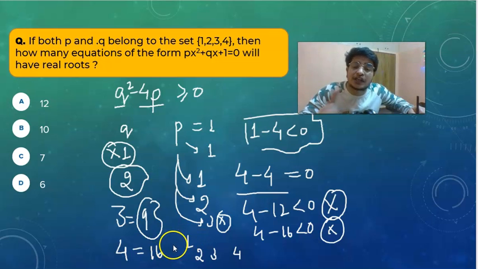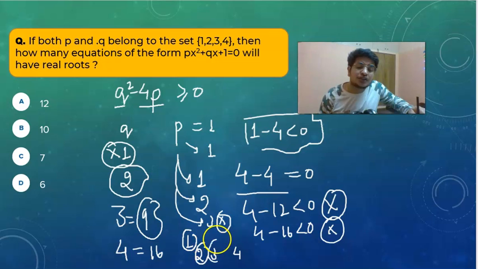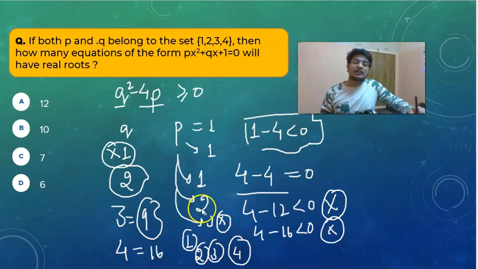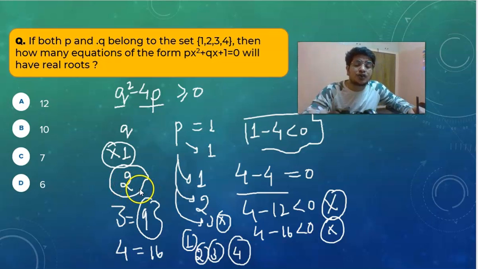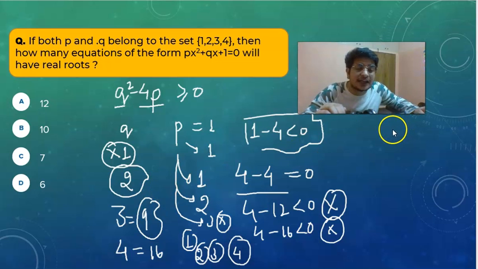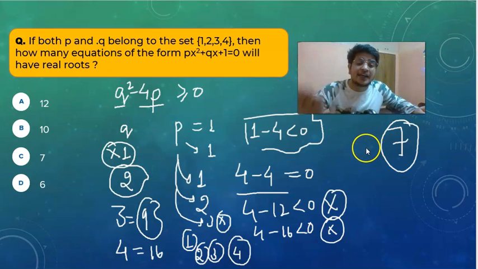Okay, so what are the values that I can take? 1, 2, 3, 4. For 3 I can take only 2 values. For 2 I can take only 1 value. So how many values have I taken? I have taken 7 values that will satisfy px square plus qx has real roots.